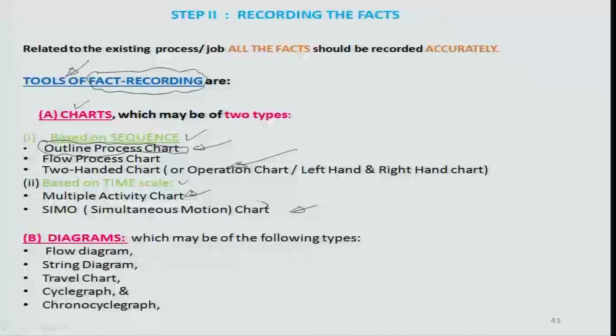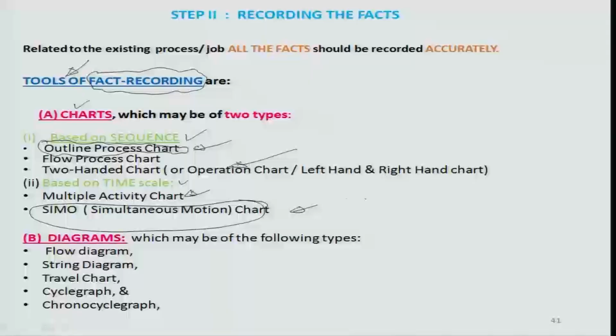But in the SIMO chart, it is the duration which is more important, because we are going to have a time value for all events being done by the left hand and all events being done by the right hand, and record it in that particular manner. So, I am going to come and explain this in a little more detail.